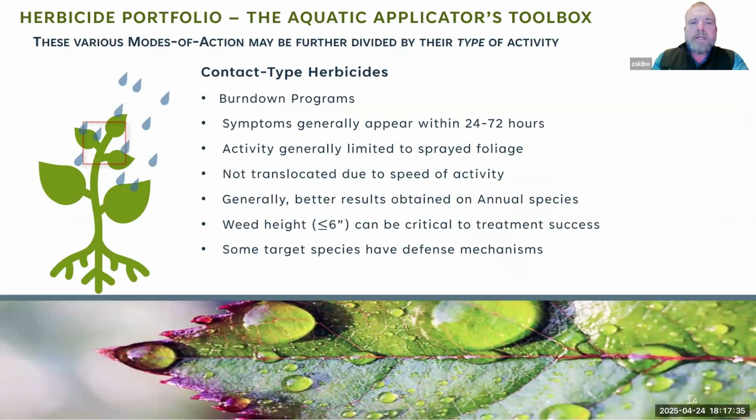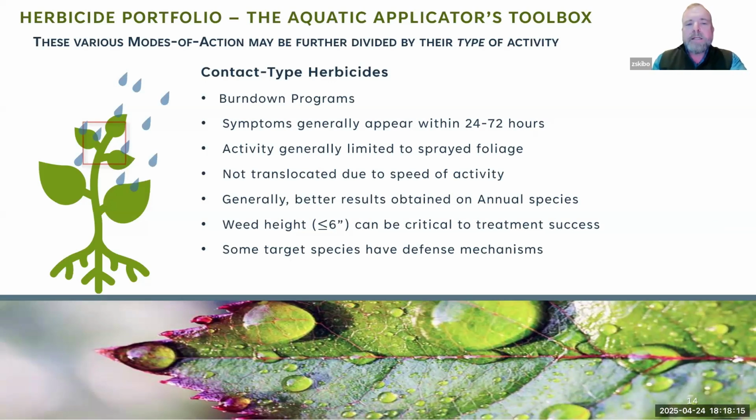Now, I talked about contact herbicides. These are generally used for fast activity or burn down, as we might call that. I noted that the symptoms generally are very fast to appear. The activity is usually going to be limited to the parts of the plants that you have sprayed. And so if you are treating annual plants, contact herbicides can be effective. If you are treating biennials or perennials, thistles, purple loosestrife, which we'll talk about later, those are generally not going to respond very well to contact herbicides because they usually have enough energy reserves to reproduce and continue growing.